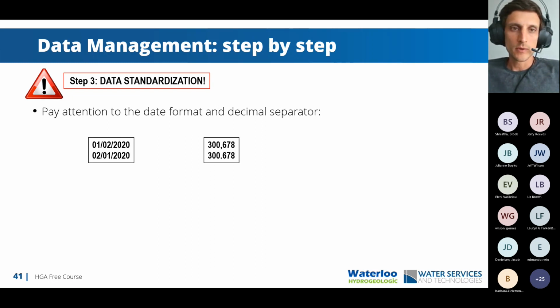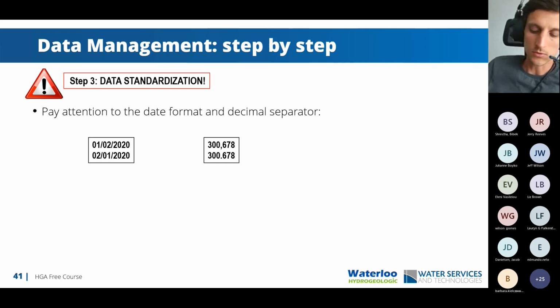And also the decimal separator. In some countries, they use the comma as the decimal separator, and some countries use the point as the decimal separator. And in countries that use comma as decimal separator, the point is the thousands separator. So this would be 300.67, and this would be 300,000. In the opposite case, when you use the point as a decimal separator, this would be the 300.67, and this would be the 300,000. So it makes a lot of difference also.